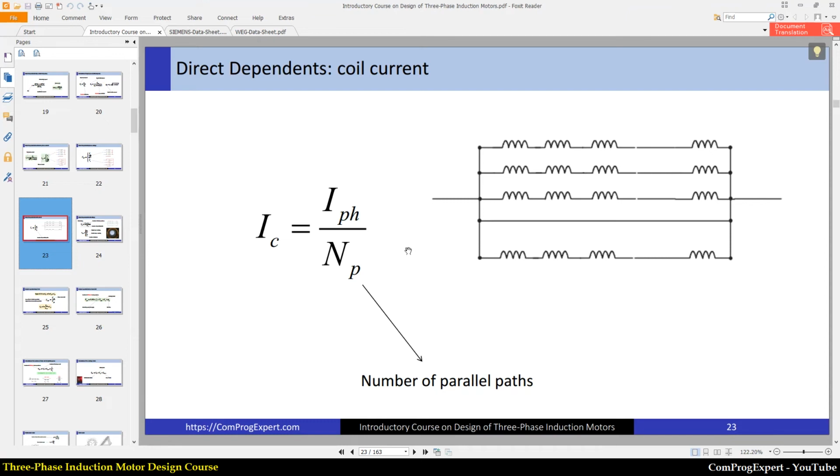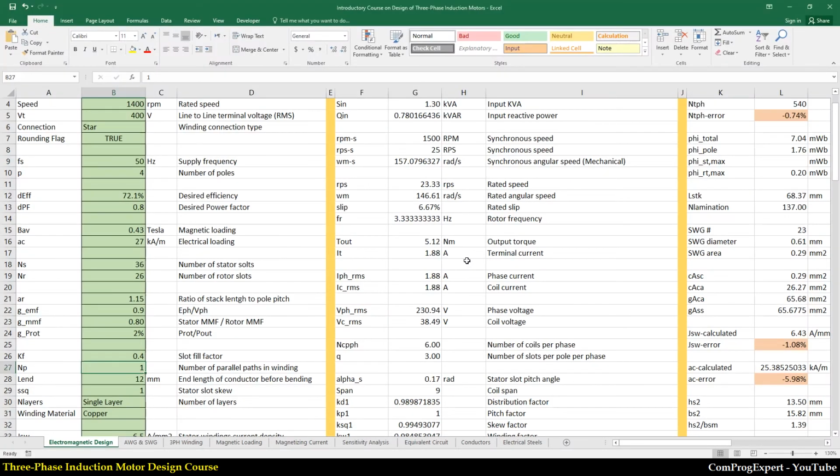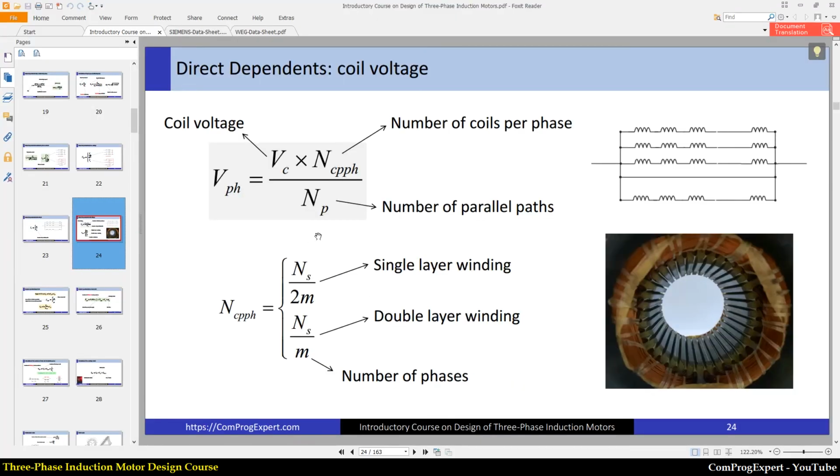Sometimes you might see asymmetric windings for induction motors. For those kinds of motors, you should use more detailed equations to calculate the value of current in each coil. Here we have this equation for symmetric windings. I implemented this equation here for the value of coil current, and as you can see, the coil current is the same as the phase current. The next variable is the coil voltage. Here you can see this equation.